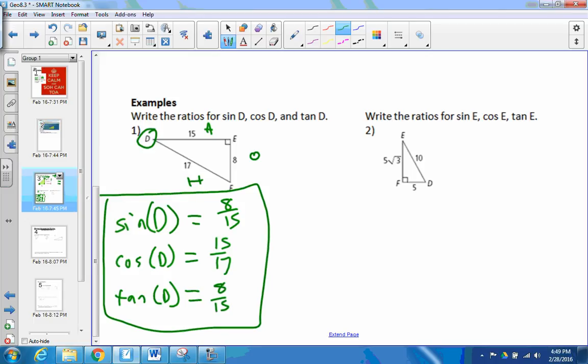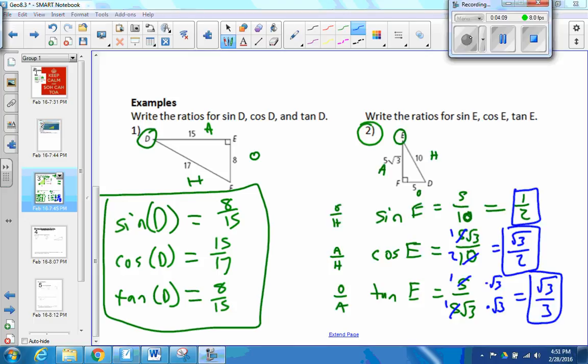We can do the same thing with number 2. Why don't you try number 2 on your own, and make sure you reduce any ratio you can. Alrighty, I used sine, cosine, and tangent, the SOHCAHTOA, to find the trig ratios. For sine, it was 5 over 10, so I reduced it to 1/2. Cosine was 5 square root of 3 over 10. You can reduce the 5 over 10 to 1 over 2, so it's just square root of 3 over 2.